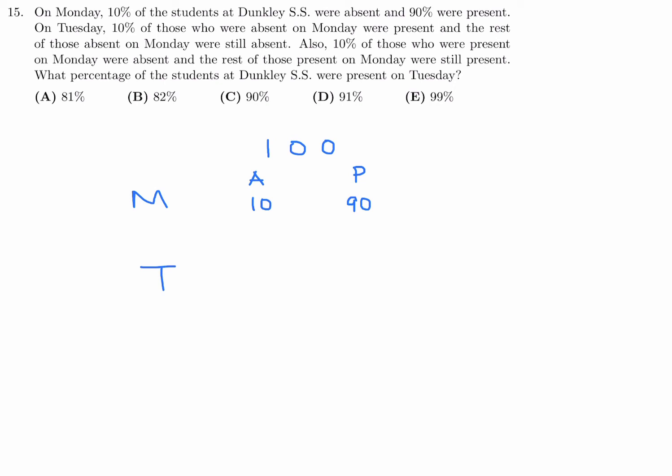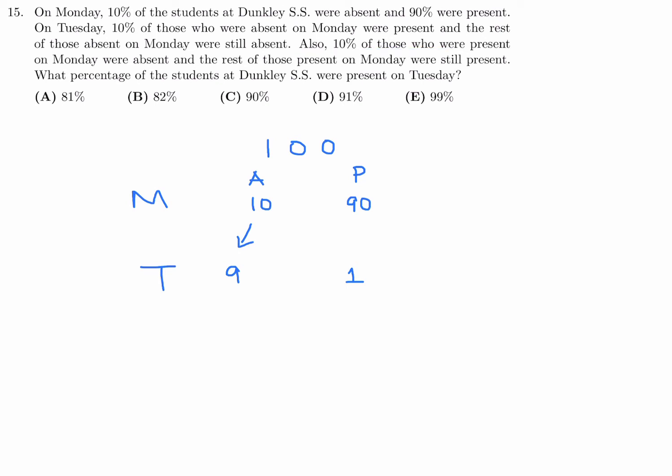10% of those who were absent on Monday were present. So 10% of 10, which is 1. That is how many were present. So that 1 goes over here. And then the rest of those that were absent on Monday, which is 9, are still absent. So 9 goes here. Then we get into the next sentence.